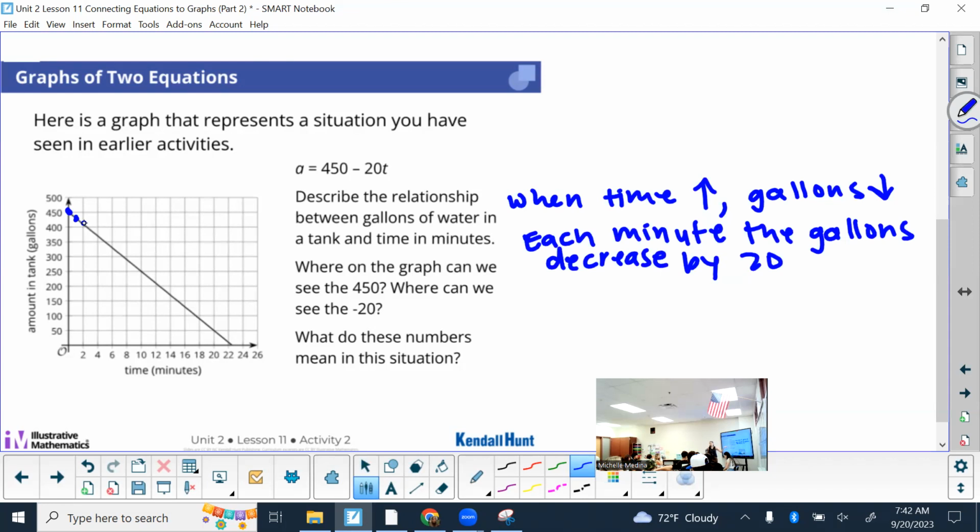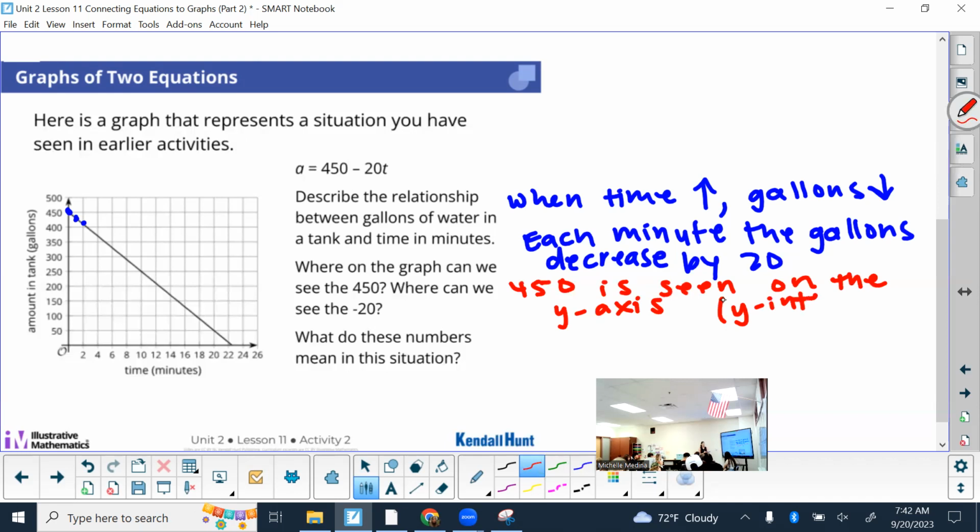Where on the graph can we see the 450? Table 9, what do you guys say? Is it the x-axis? It's the y-axis. On the y-axis, specifically the y-intercept. If you get your axes confused, you could remember this: X goes left to right, Y to the sky, it goes up and down. So yeah, 450 is on the y-axis, right where the line starts.